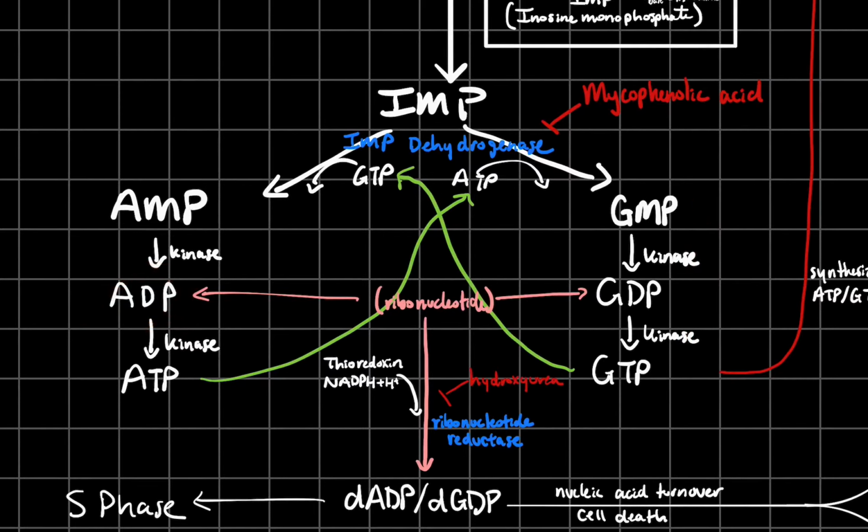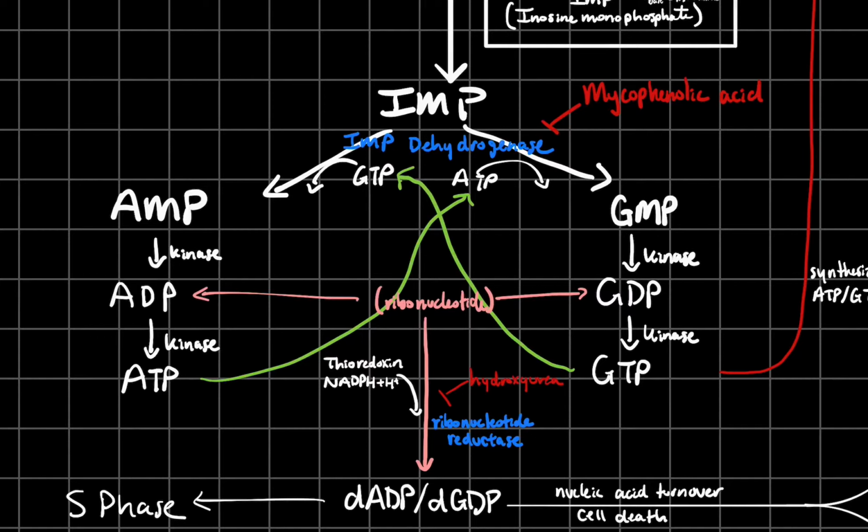Now, when it is in the ADP and GDP level, when it has two phosphate groups on it, that's what we consider to be a ribonucleotide. And in this case, we can actually use this enzyme called ribonucleotide reductase to reduce it into the DNA form, right? The deoxy ADP and the deoxy GDP. And we can use that then in DNA synthesis, so for the S phase of our cell cycle.